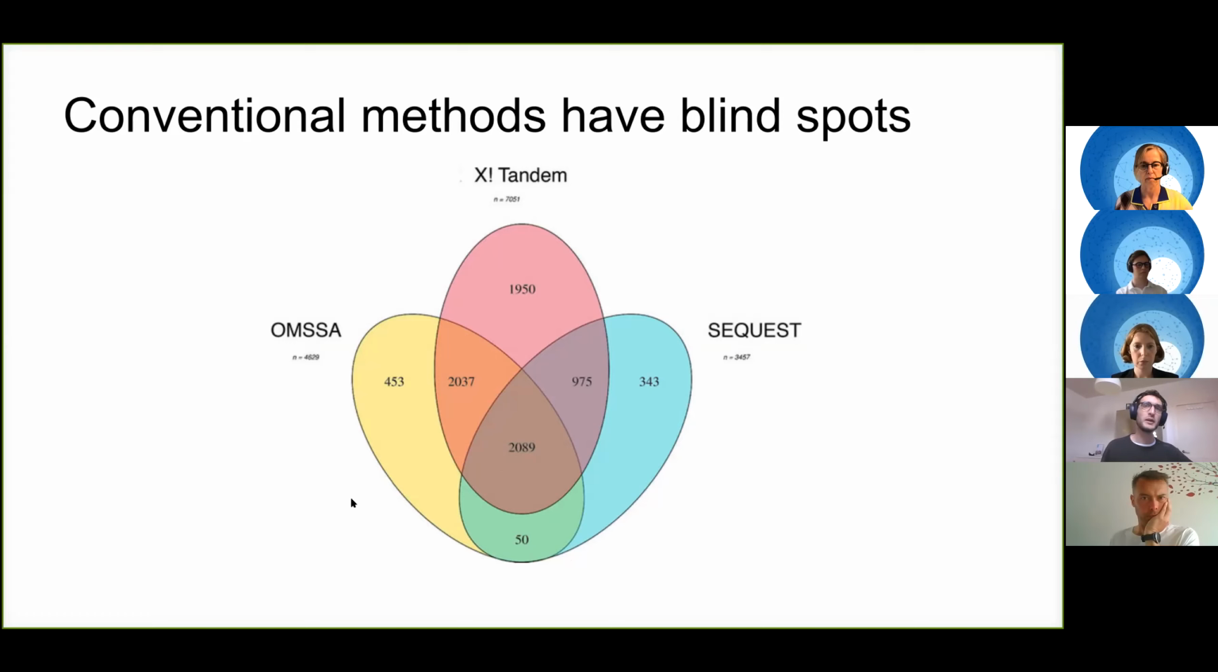And why is this happening? It's because each of those methods is based on their own conception, their own idea of how one should do identification. And that means they all use their own methodologies and their own heuristics. Heuristics are, let's say, shortcuts to speed up the calculations, but unfortunately at the cost of sensitivity. And that's precisely where they introduce those blind spots.